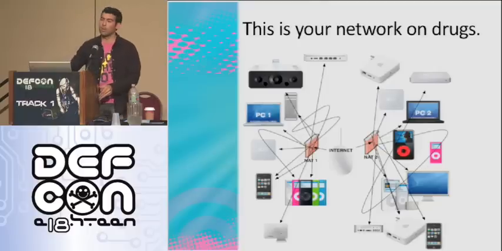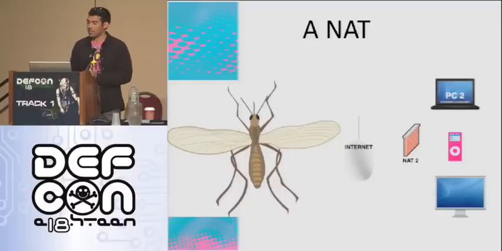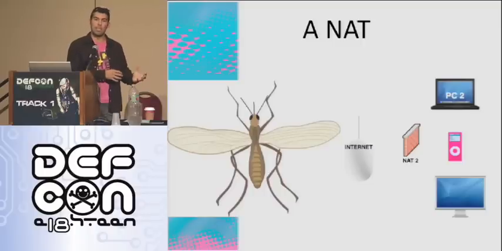We're going to learn a little bit about a network and a NAT here. This is a NAT. A NAT is basically a system that allows you to run multiple systems behind one public IP, in a nutshell.